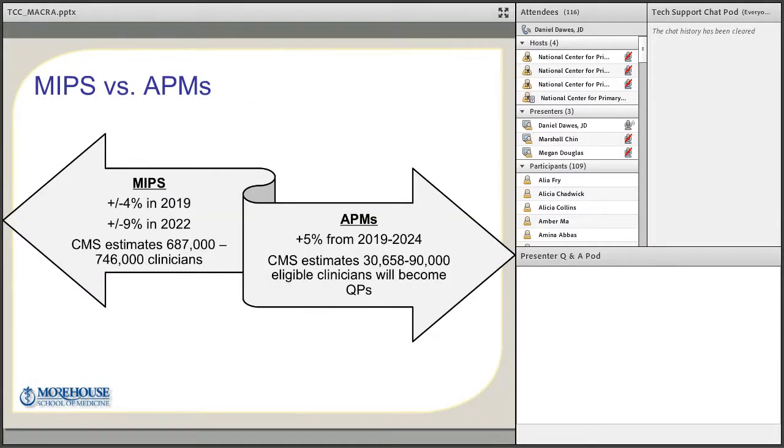And here's why. Under MIPS, and like I said, this is a budget neutral policy. What this means is that there are going to be winners and losers. We could see in the beginning plus or minus 4% in terms of your Medicare reimbursement, and that will increase to about 9%. So there's a potential to get a bonus of 9% or more in 2022 and beyond. Now, CMS is estimating that roughly 95% of clinicians will participate in this quality track, MIPS, and only about 5% will participate in the APMs. And of the 5% that participate in APMs, they're only looking at about 60% of those getting a bonus.